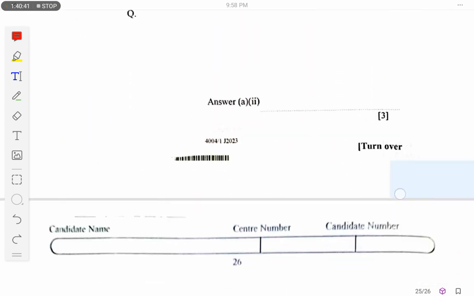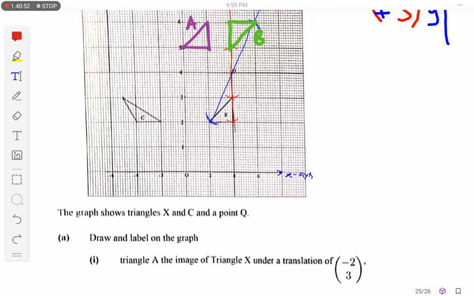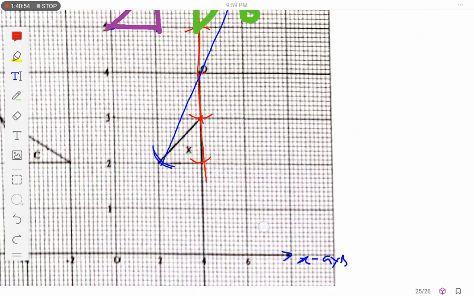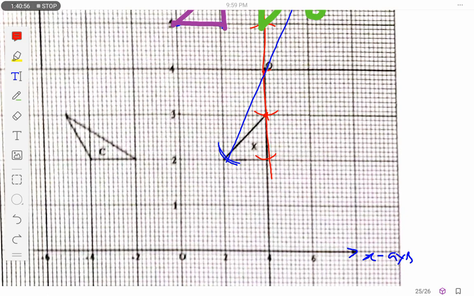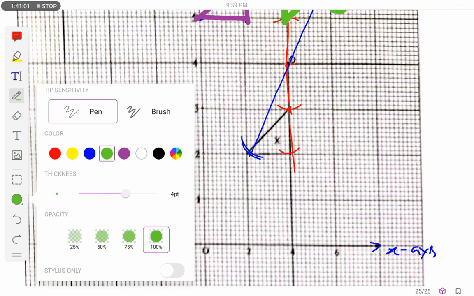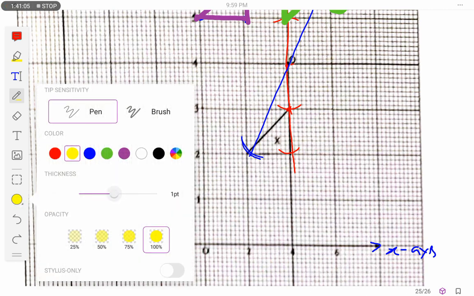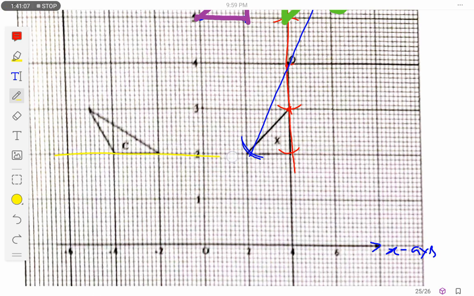So that was again 3 marks. Okay, the last question is saying describe fully the single transformation which maps triangle X onto triangle C. Okay, let's go back. Triangle X to C. Okay, fine. So what I'm gonna do is this. I'm gonna check what's happening here. Okay, let's see. You find out this is a straight line. This is a straight line.